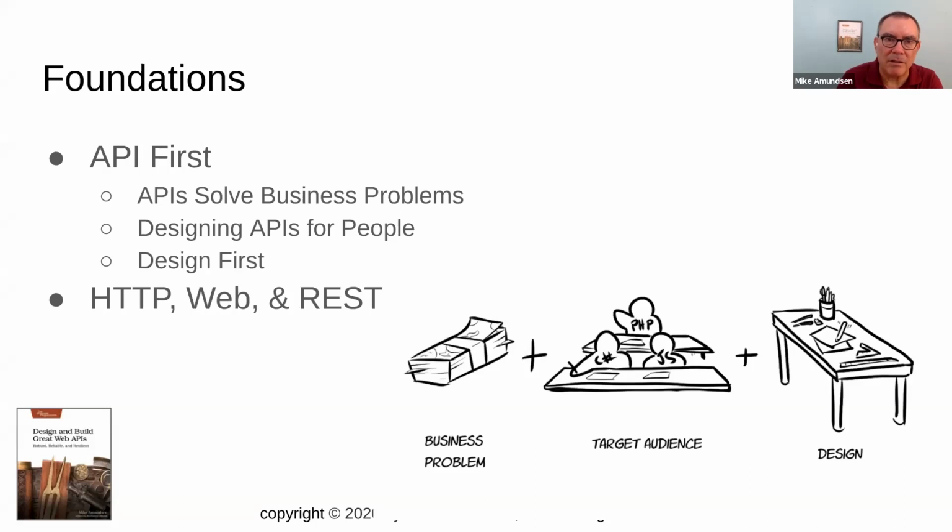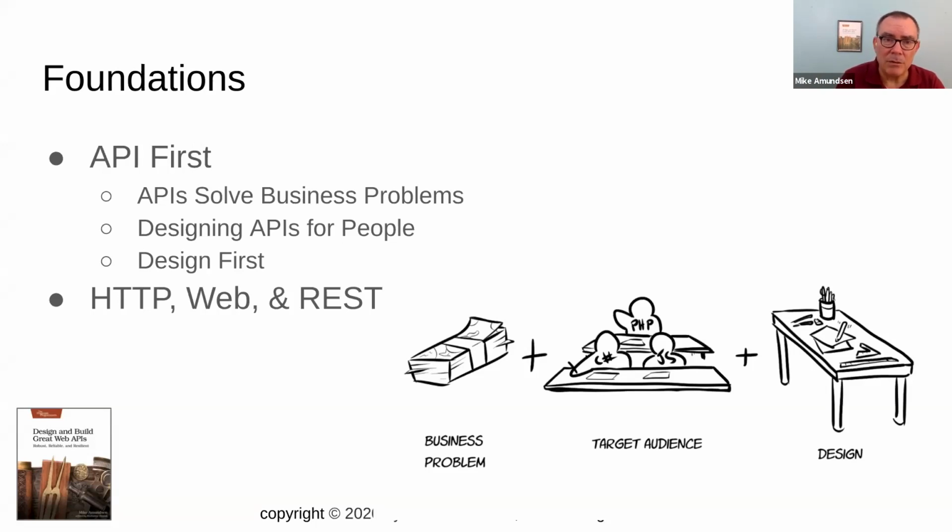APIs exist to solve business problems. They exist to solve a particular problem. What is your problem? We need to onboard customers. We need to manage company customers. We need to manage all these kinds of things. And then you're designing for an audience. If I had an audience of JavaScript developers, I would design it differently than if I had an audience of PHP developers, or C# or Java or Go or Rust.